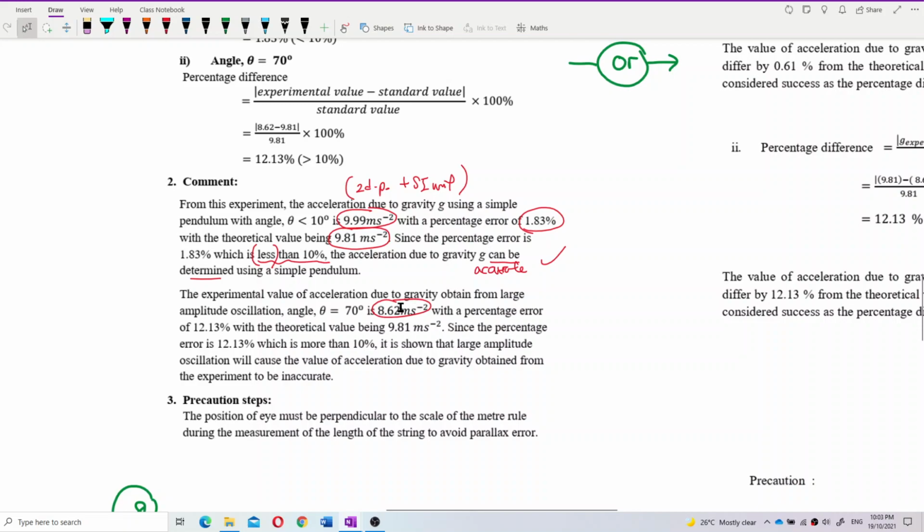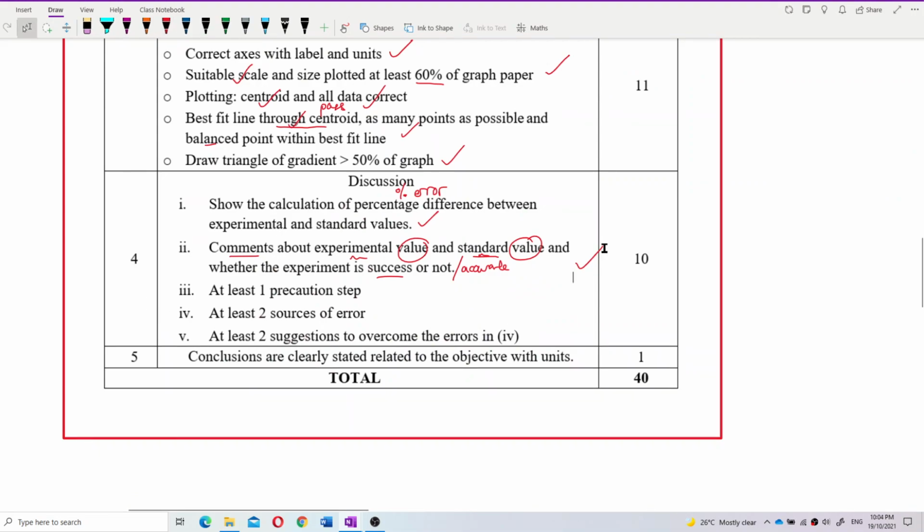So the experimental value and the theoretical value, and then say whether it is more than or less than 10%. So it becomes inaccurate. This is the comment. This is how we comment: accurate or not accurate. Good. So we have this one.